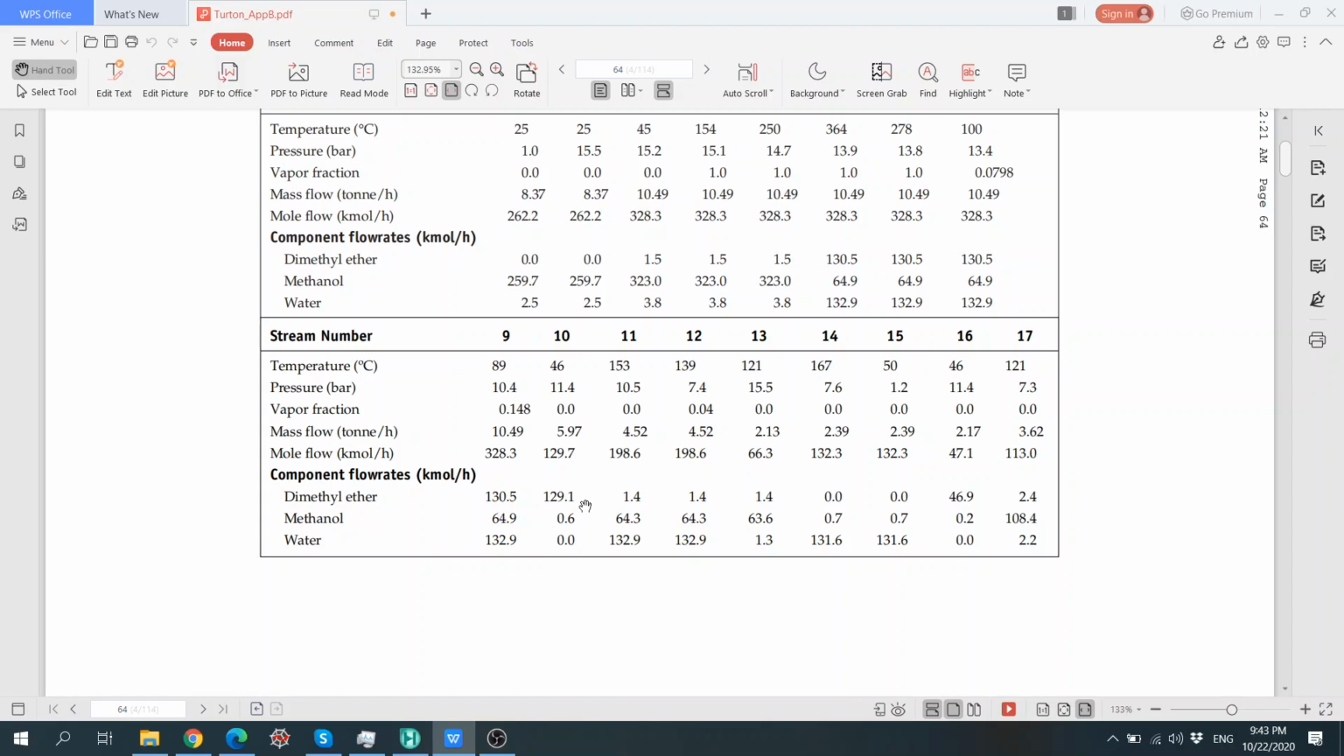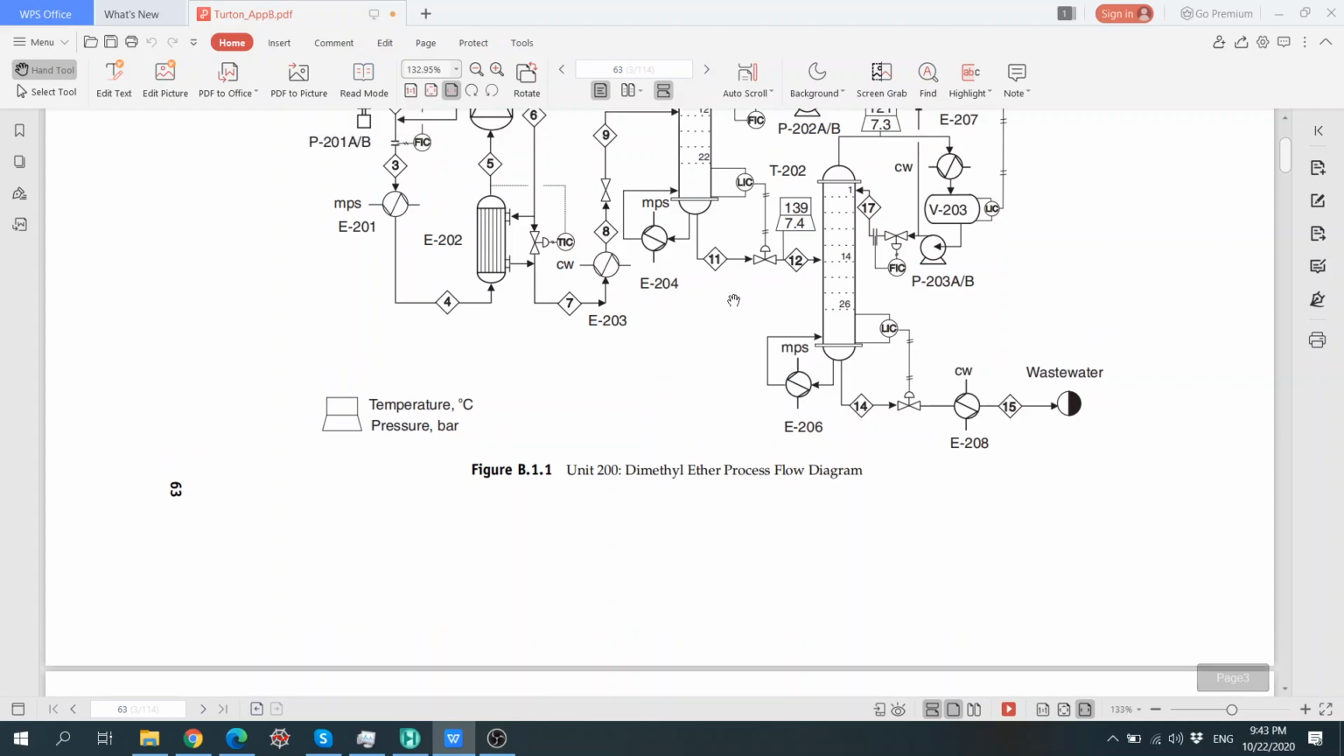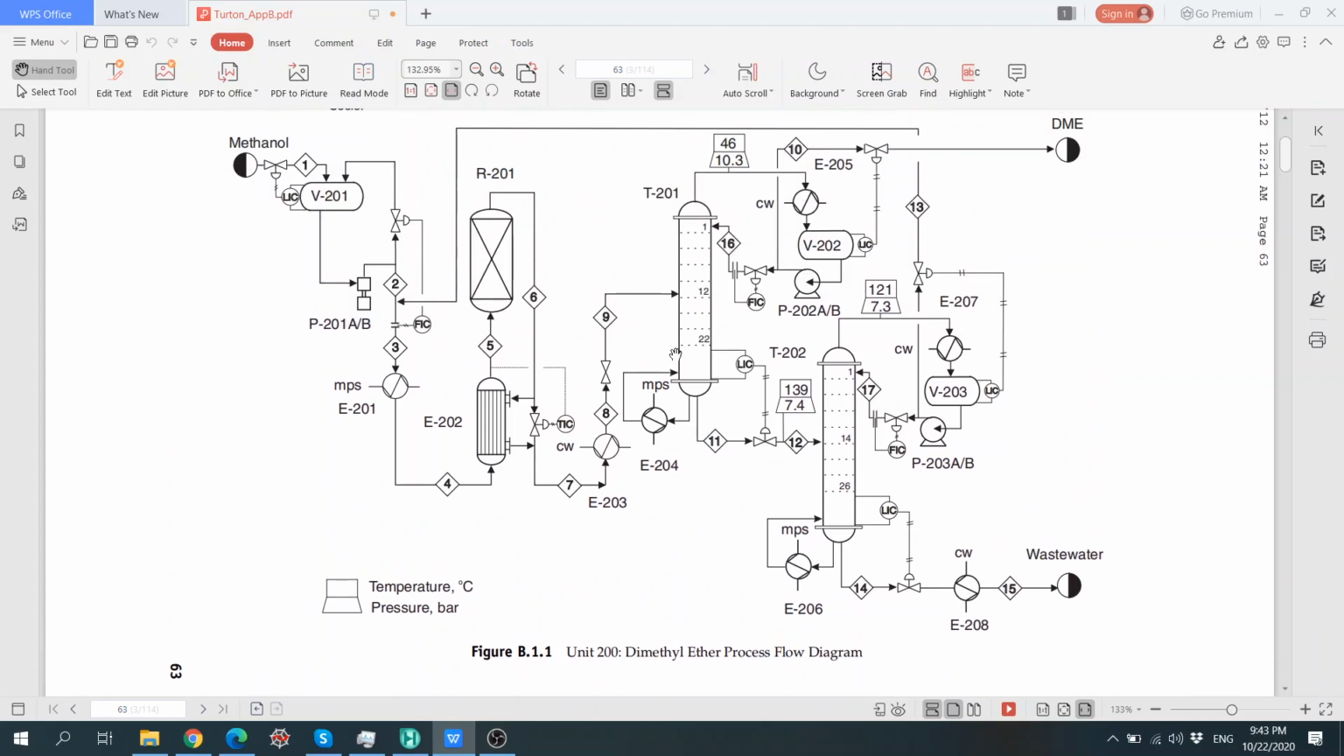So in this case, if I have the dimethyl ether as the lightest component, then I know for the first column I need to remove the dimethyl ether at the top. Because dimethyl ether is the lightest component, we separate them: dimethyl ether at the top, and then the wastewater, the water, and the unreacted methanol go to the bottom. So that is our first information on what to split, and then we will see later on how we can define how much to split.